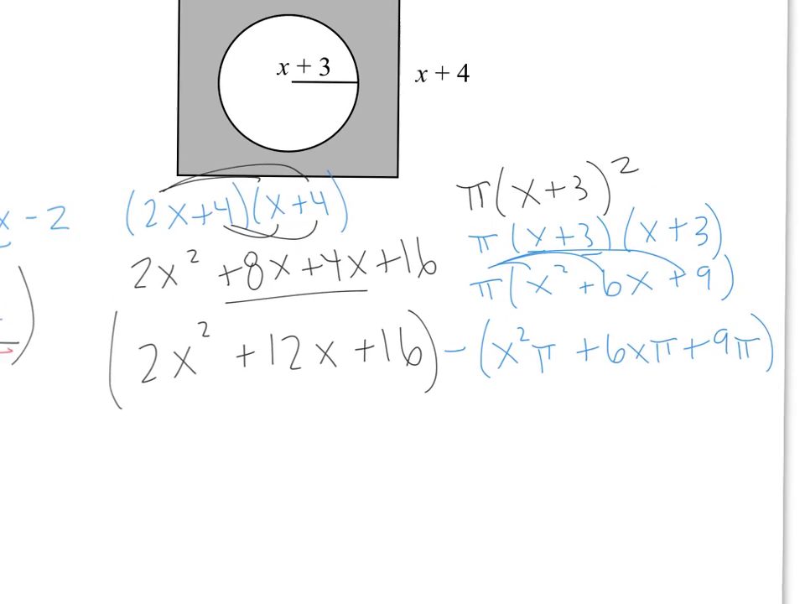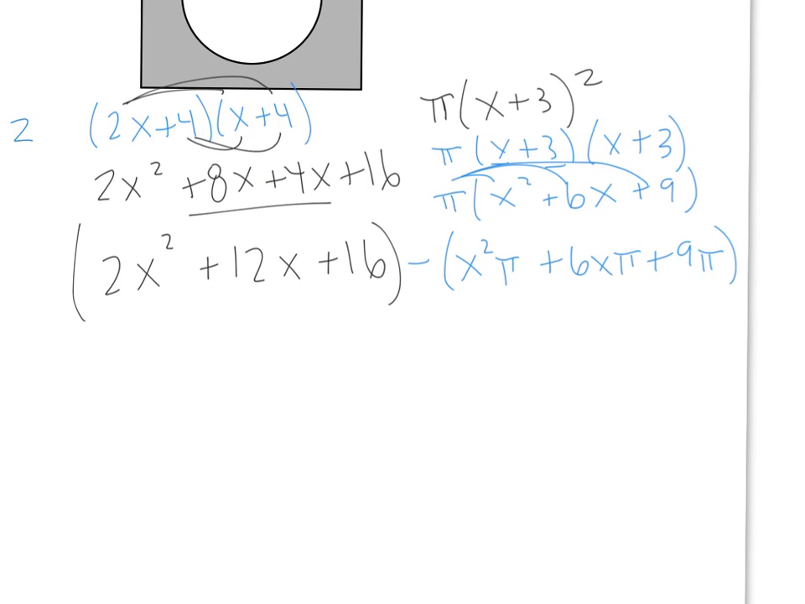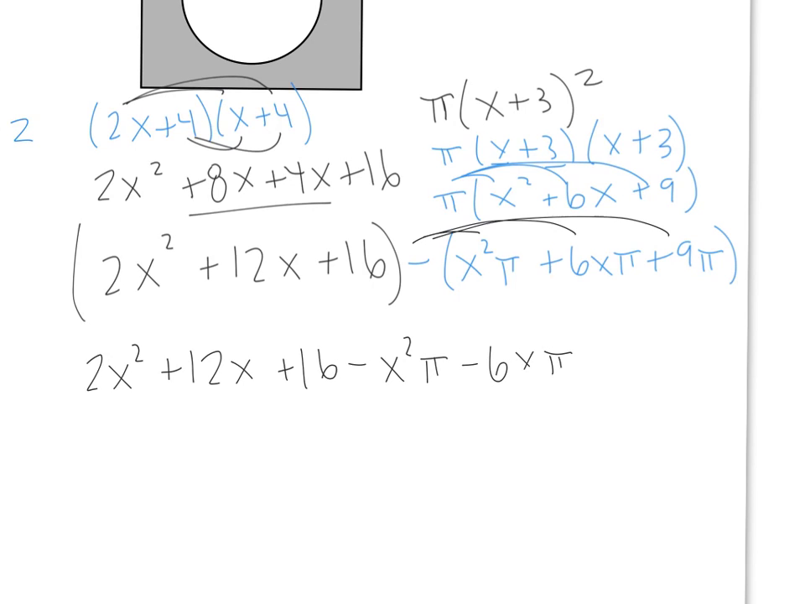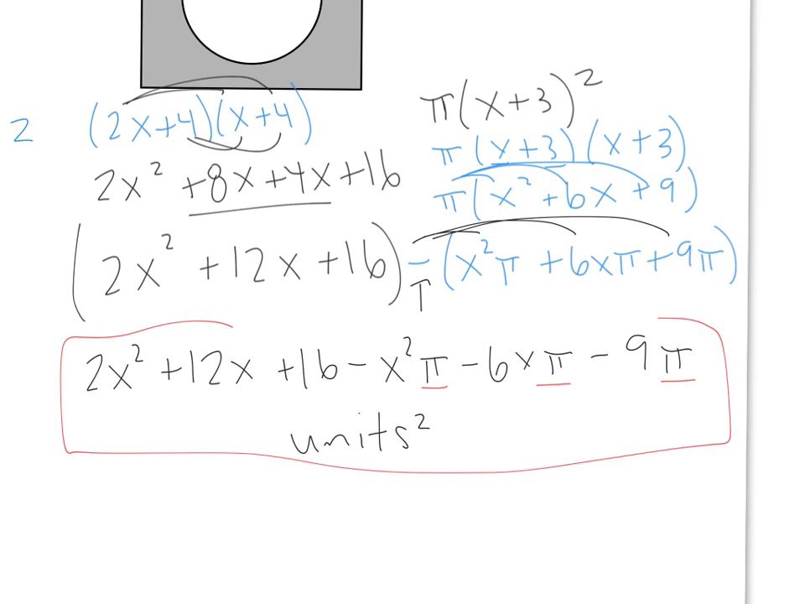And now the last thing that we'll do here is we'll just simplify this problem, and I'm going to subtract each of these terms. And so I end up getting 2x squared plus 12x plus 16 minus x squared pi minus 6x pi, because again we're distributing this negative right here, and then minus 9 pi, and again we could write units squared for area. And I'm okay with leaving your answer like this because it is a long test, but if you wanted to go ahead and multiply pi and call that 3.14 by each coefficient, you can if you would like. But I'll leave my answer like that.